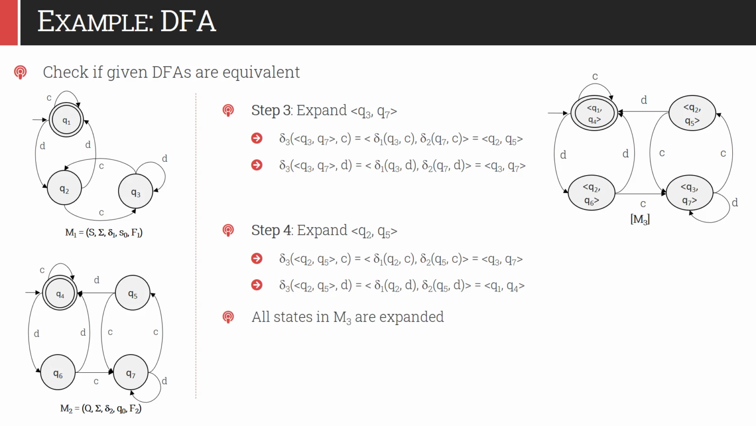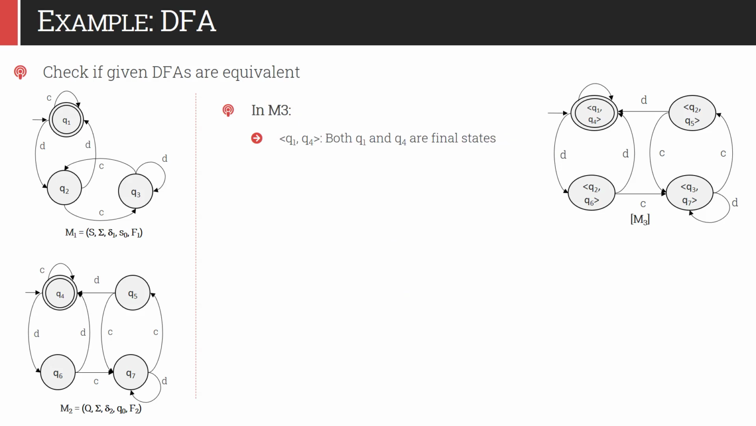Now comes the checking part. Okay, all states in M3 are expanded, so stop here. Now we have to make sure whether these two are identical or not, or they are equivalent or not. So one by one we will pick up all the states and we will do the condition checking. As we can see in M3, the combined state Q1, Q4, both Q1 and Q4 are final states. Right? We can see that Q1 is final in M1 and Q4 is final in M2. So both are final state.